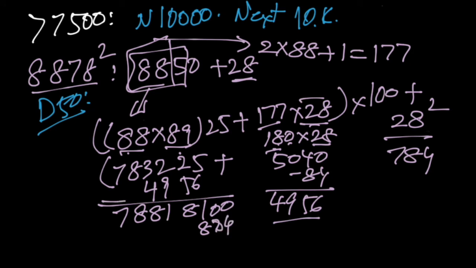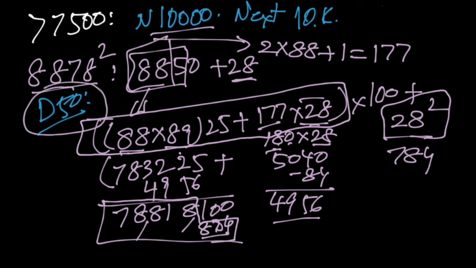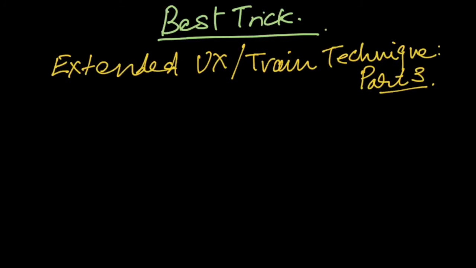So, your final answer is 78881. If you compare it with N10000, there is only one single number to track. It consolidates all the big numbers into one number and the other part is very small number. So, again D50 shows its effectiveness. Now, let us talk about the best trick. The best trick is the extended UX and train technique.